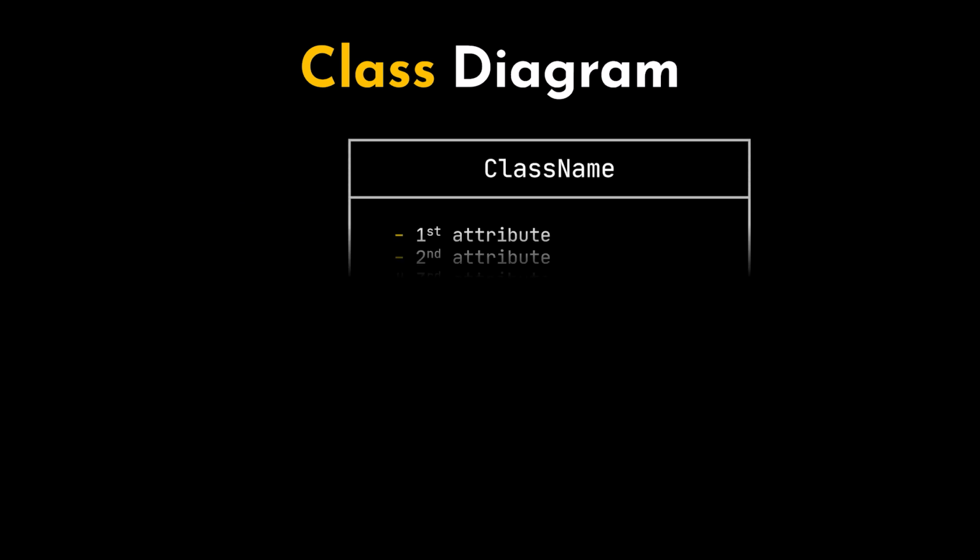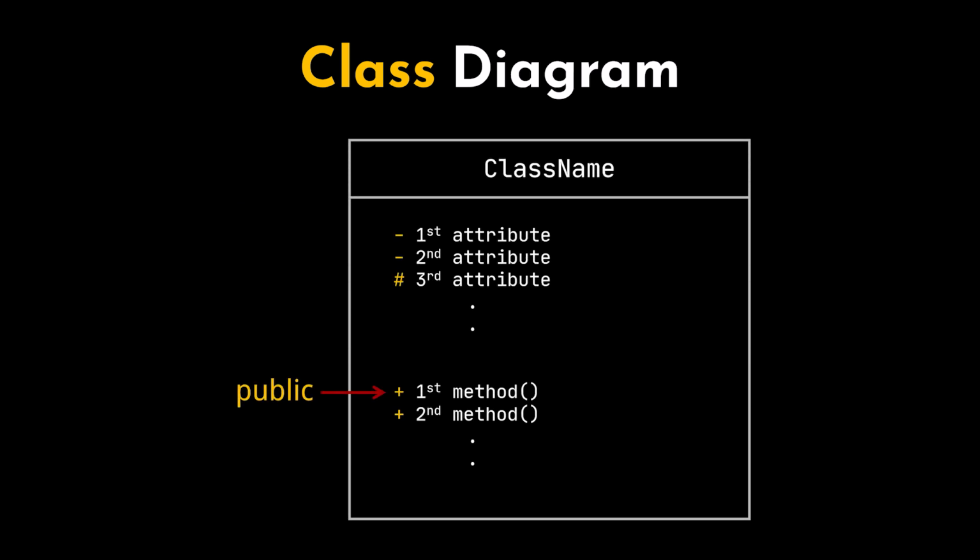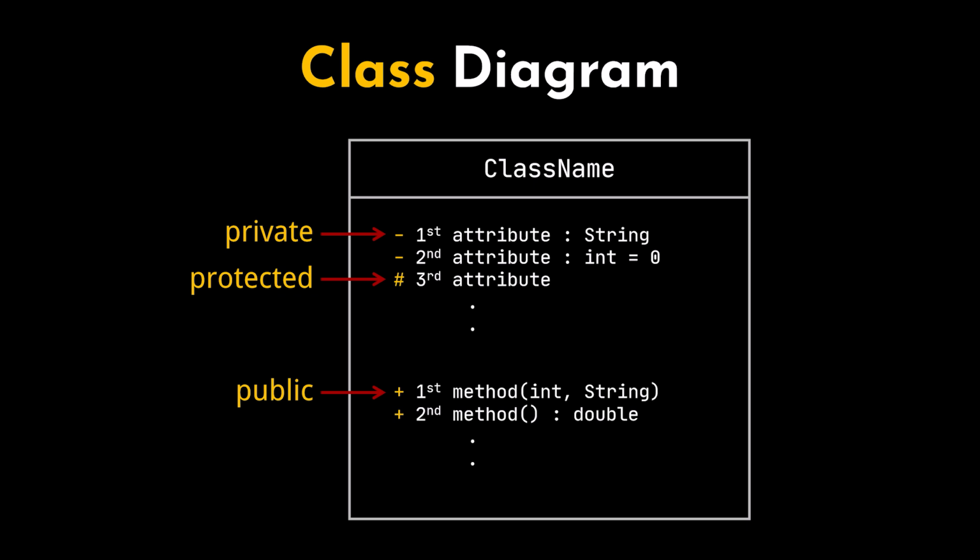Next to the attributes and methods, we can add the plus sign to indicate that this field is public. The minus sign indicates that it's private, and the number sign or hash indicates that it's protected. The type of our attributes and the arguments passed to and returned by a method can be specified, as we can see in the example.